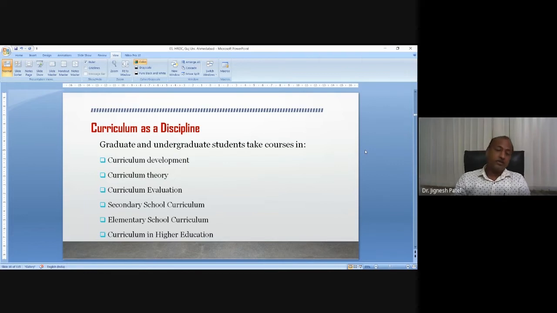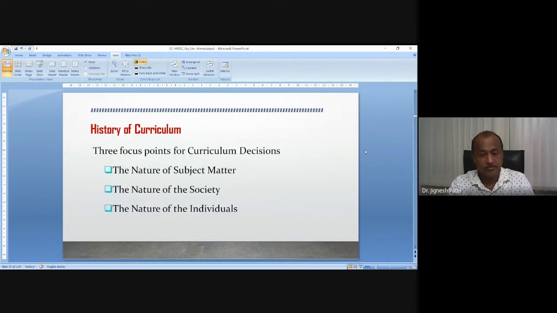So this kind of courses are there, and we can say that curriculum is a discipline as well, to study, to do research as well, whether the curriculum is proper or not. So all these things are considered as a discipline. Now, talking about the history of curriculum, three focal points of curriculum decisions are there. First one is nature of subject matter, second is nature of society, and third one is nature of individuals.